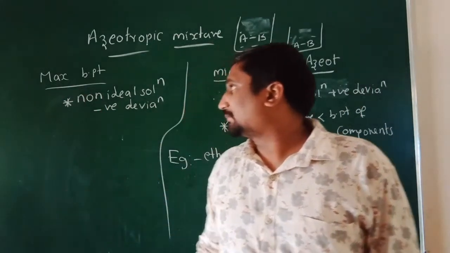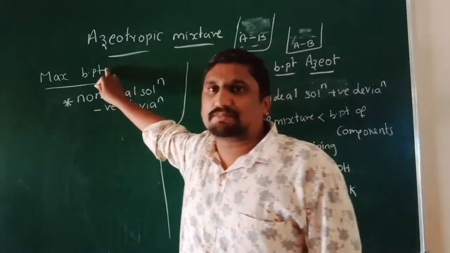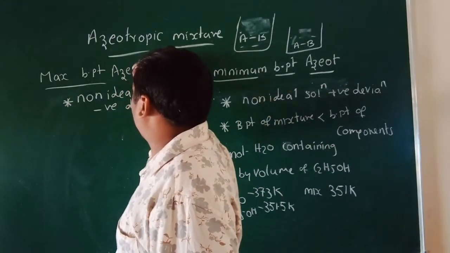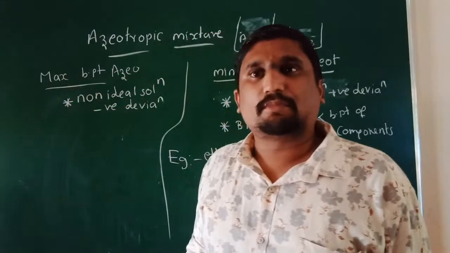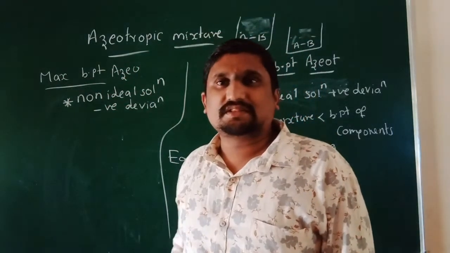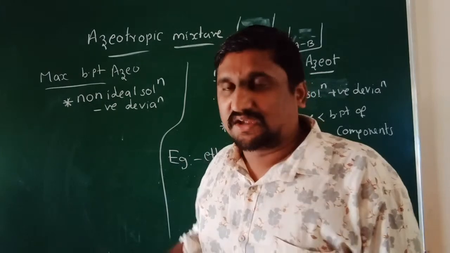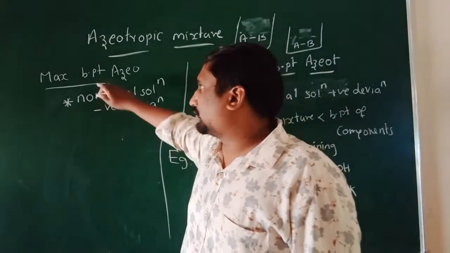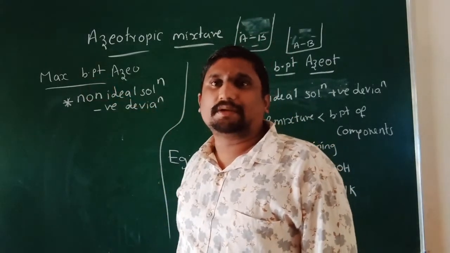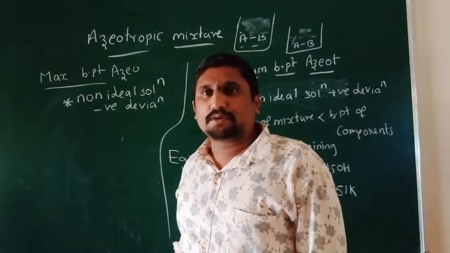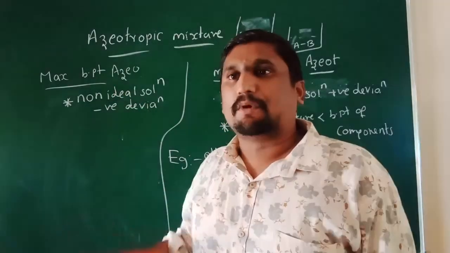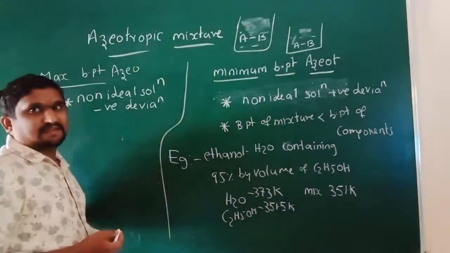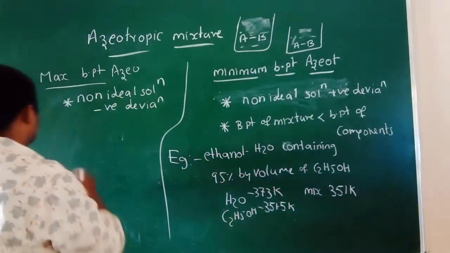Okay, next, what are the examples we have? Why is it called the maximum boiling point azeotropic mixture? Here the boiling point of the mixture is more than the boiling point of its components. Therefore, we gave the name maximum boiling point azeotropic mixture. Okay, the best example for this maximum boiling point azeotropic mixture, we can take this example.